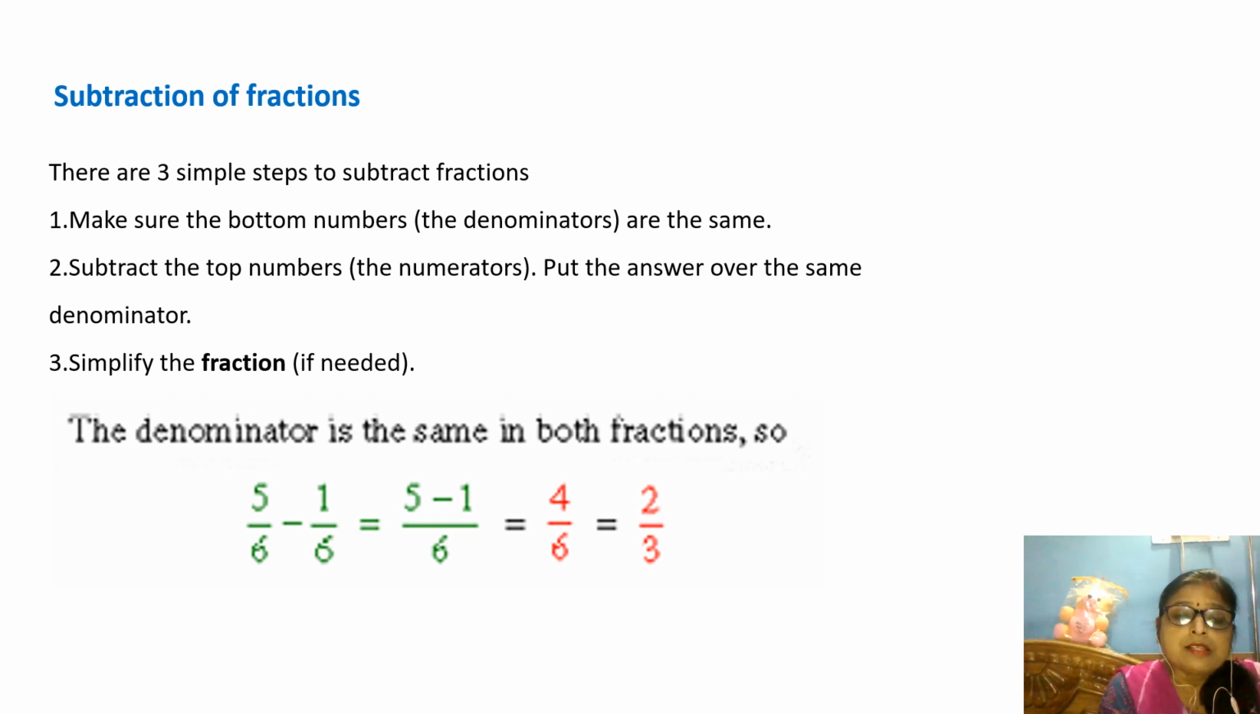Here in this example, the denominator is the same, that is 6. You write the 6 as the common denominator, then you subtract 1 from 5, that is 4 by 6 and it is equal to 2 by 3. In this way, you will do the subtraction and addition.